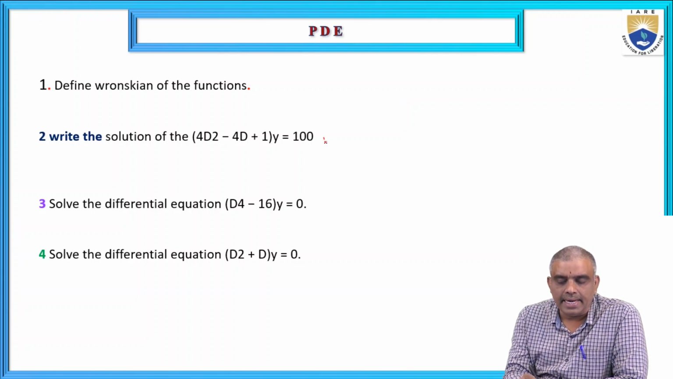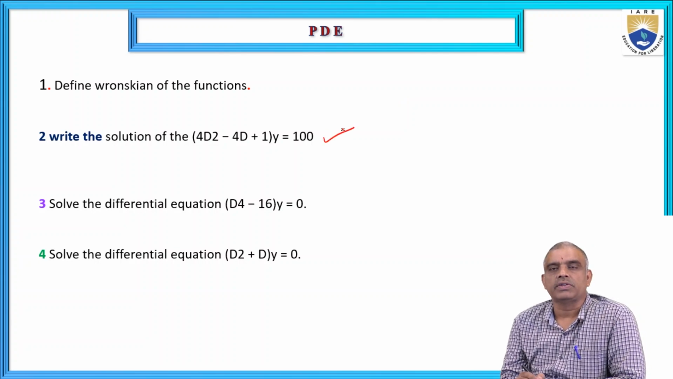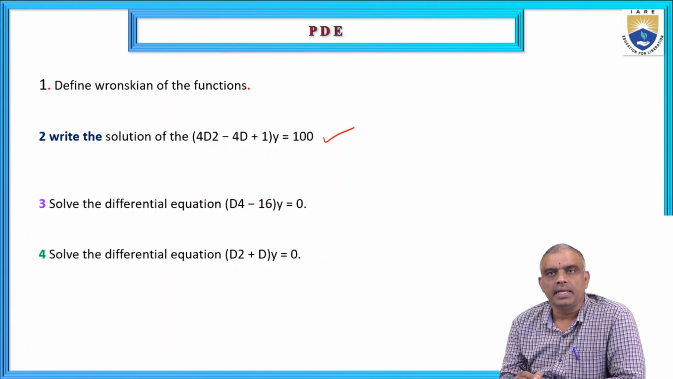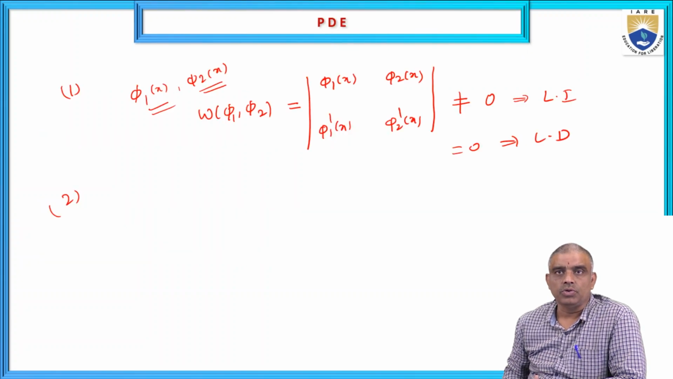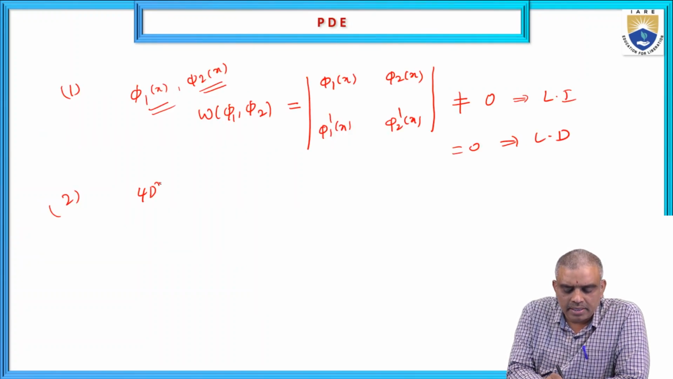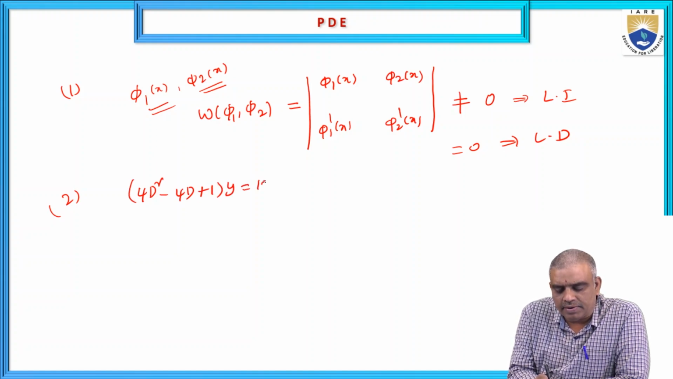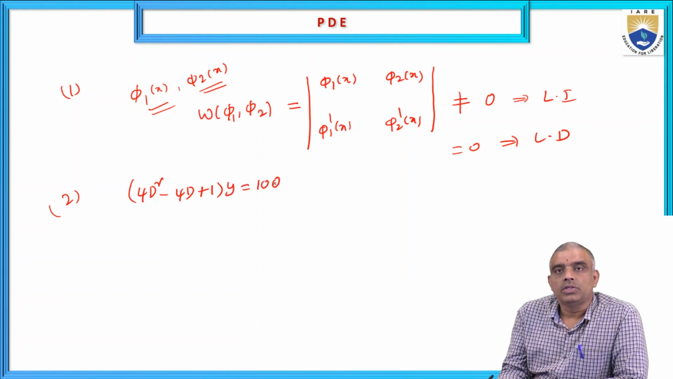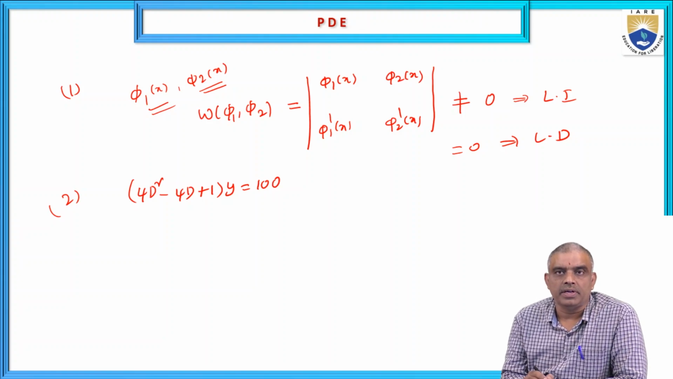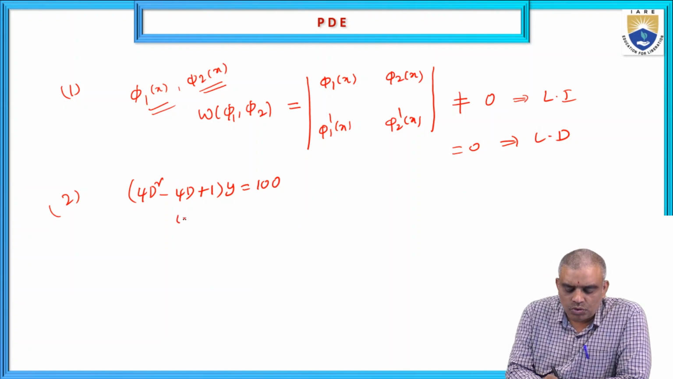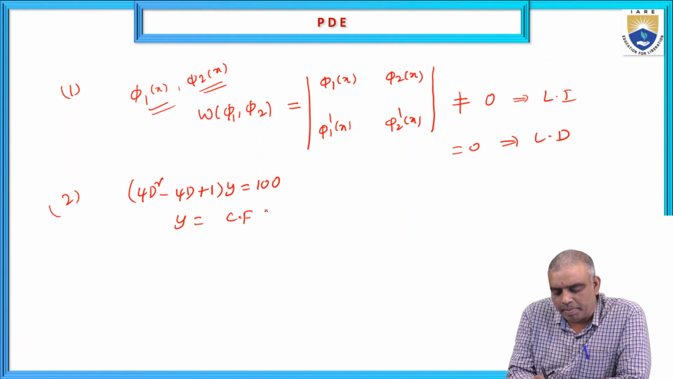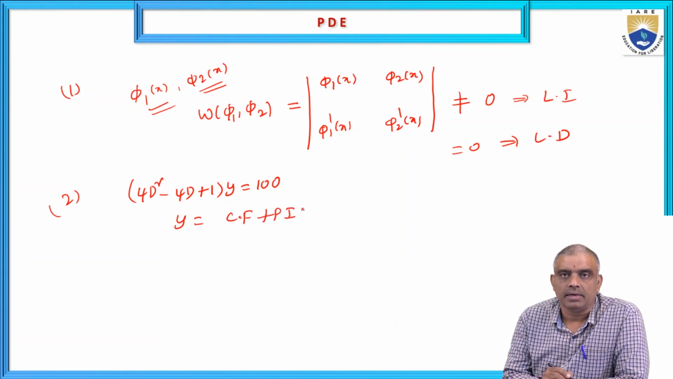Now the second one: write the solution of (4D square minus 4D plus 1) of y is equal to 100. Clearly this is a second order differential equation and the right side is a function of x, 100 into e power 0x. So the solution will be the combination of complementary function and particular integral.